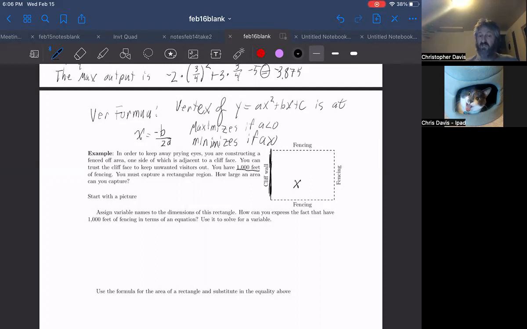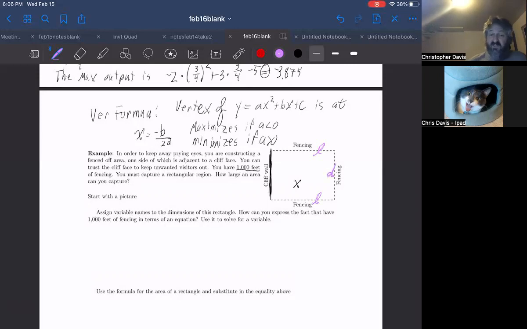So here's the strategy. Let's build a model that talks about the length of fencing we use and the area enclosed. Let's make up some variable names. Let's call this length L. It's going to be a rectangular region, so these two sides will be the same. And let's call this length D.